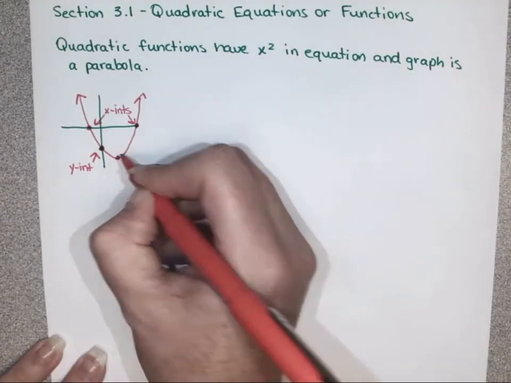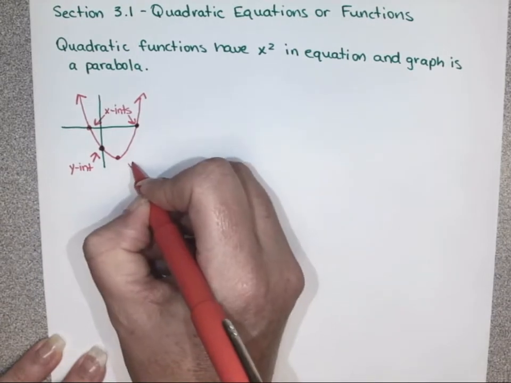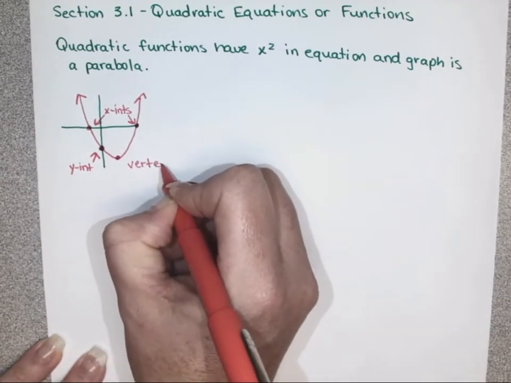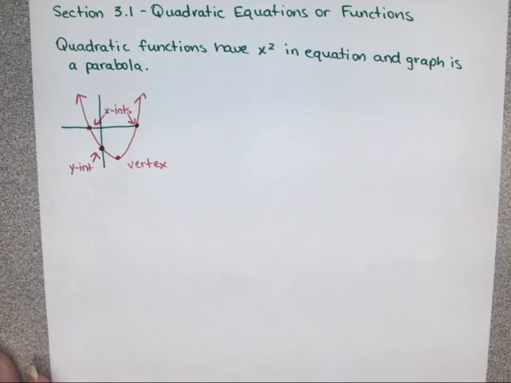And then this point right here is going to be pretty important. We're going to talk about how to find it here in a little bit. But this is the vertex. The turning point of the parabola is called the vertex, and that's going to be the key to kind of getting the graph right.